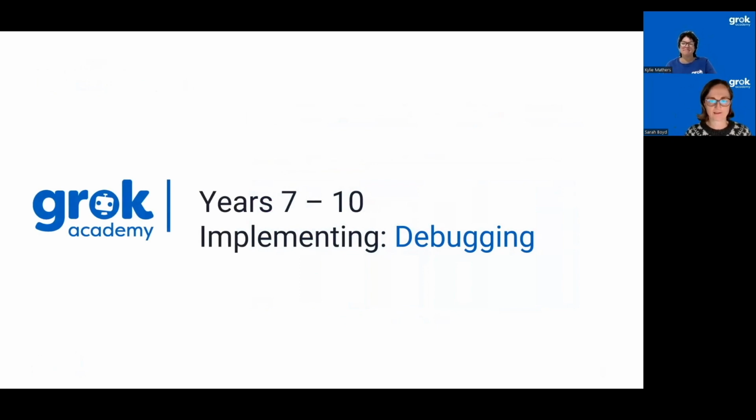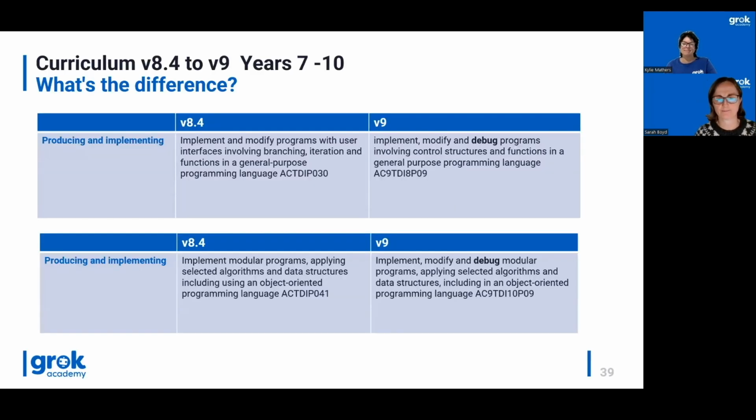It's not that you didn't do debugging before. Now it's just explicit that teachers must teach the process of debugging. And this is a really important skill in programming. So the top level statement, that's the year 7 and 8, producing and implementing and the changes. And also the bottom is the year 9 and 10. And both of them have debugging explicit.